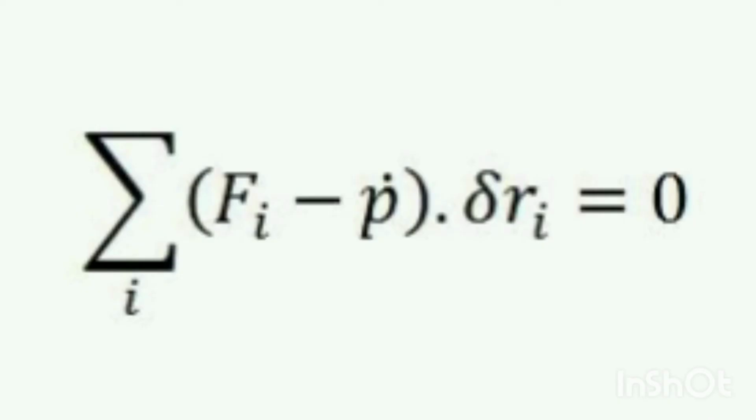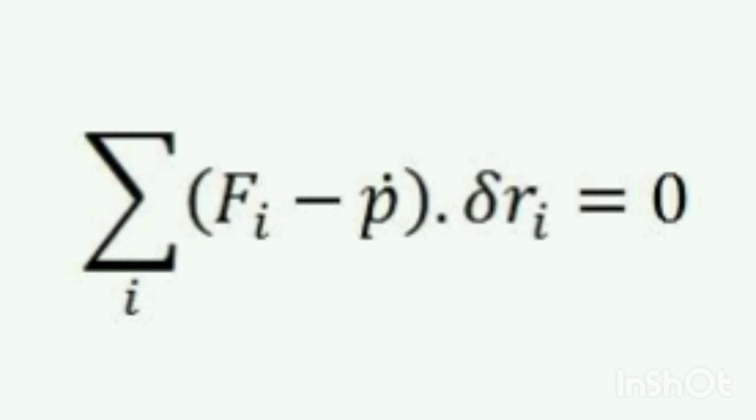Now let us see the actual formula of D'Alembert's principle in classical mechanics. This formula is suitable for an n-dimensional system. Consider an n-dimensional system consisting of a large number of particles. Therefore, the formula is summation over i of (Fi minus P dot i) times delta ri is equal to 0.